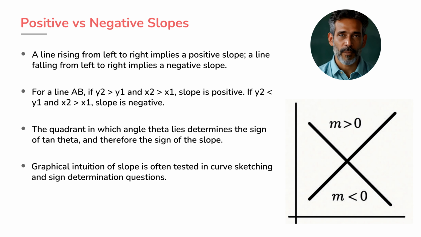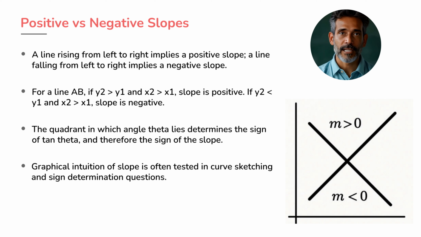Let's spice things up by comparing positive and negative slopes. If a line rises from left to right, it means the slope is positive. On the other hand, if it falls from left to right, the slope is negative. Here's a quick way to check using 2 points A and B. If y2 is greater than y1 and x2 is greater than x1, then slope m is positive. But if y2 is less than y1, while x2 is still greater than x1, then slope m is negative.